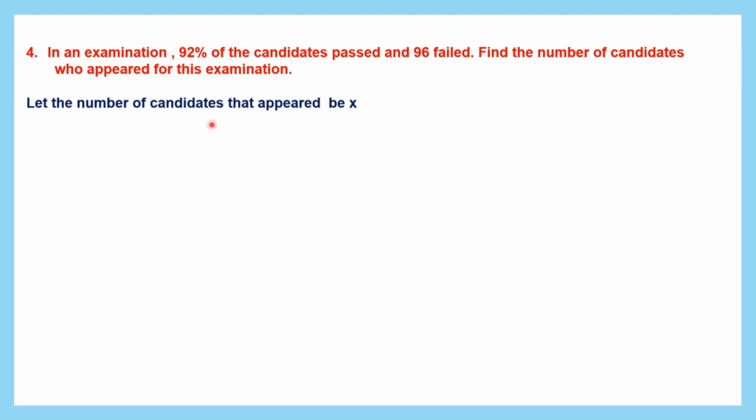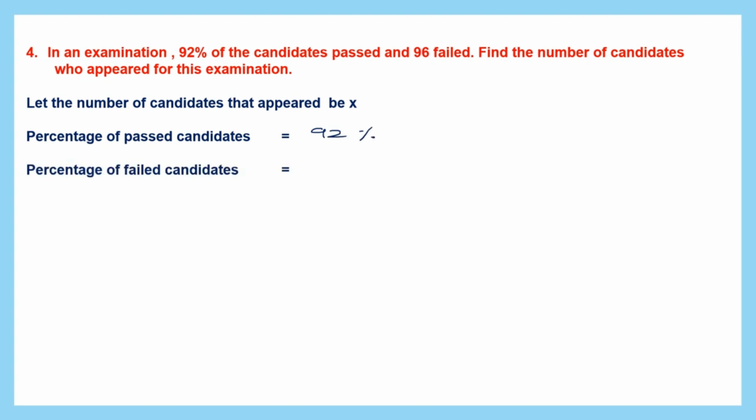So let the number of candidates that appeared be X. Since we don't know that, we're going to consider that to be X. Now, percentage of passed students is 92%. So out of 100%, 92% have passed. That means the percentage of failed candidates will be 100 minus 92, isn't it? 100% minus the pass percentage will give us the failed percentage. So 100 minus 92 is 8. That means 8% of the students have failed.